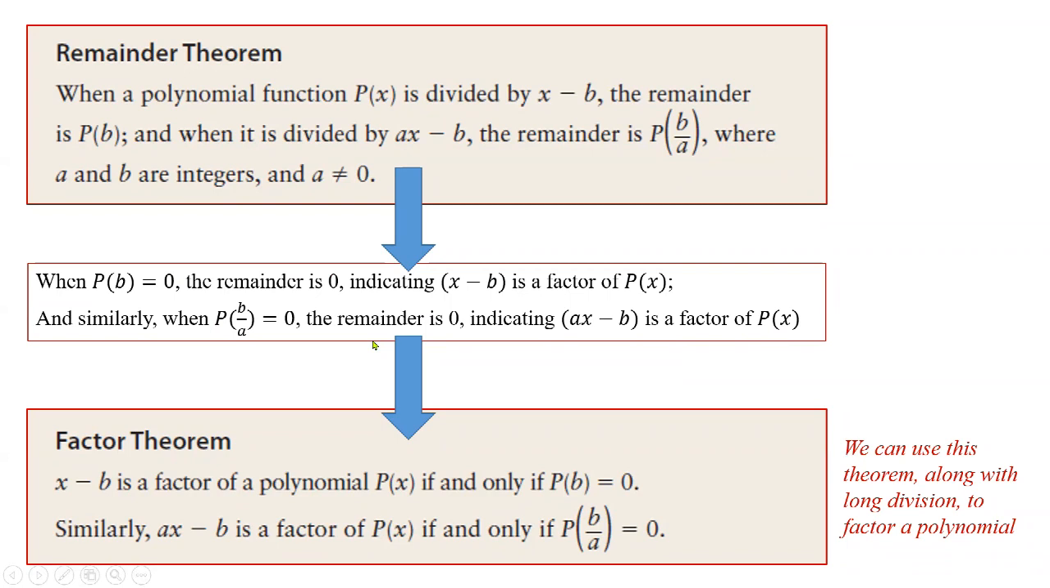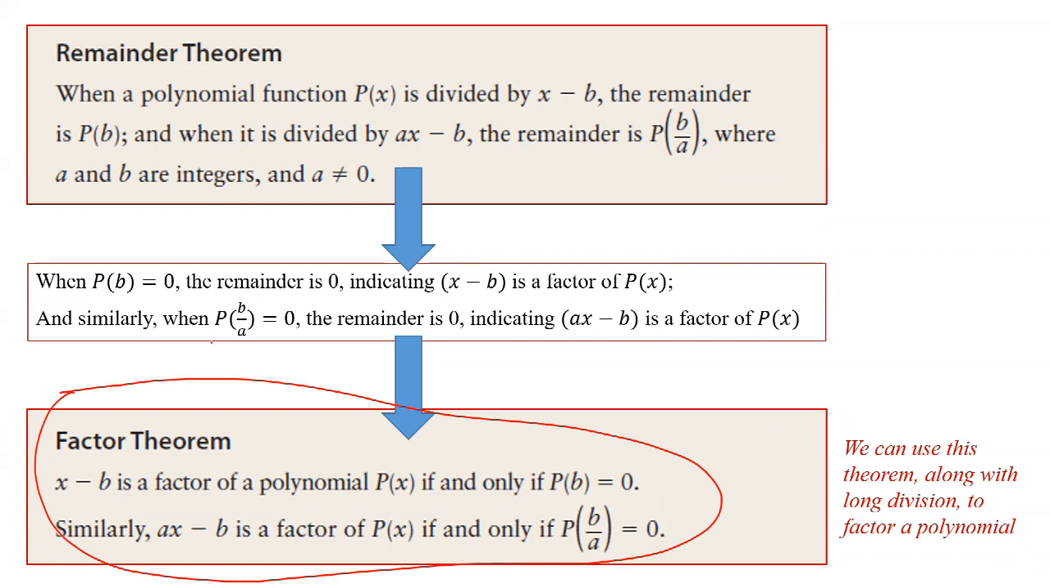Okay, so basically this means x minus b is a factor of polynomial p(x) if and only if p(b) is 0, right? And ax minus b is a factor of p(x) if and only if p(b/a) is 0, right? Okay, please also write the factor theorem down onto your notebook. We are gonna use it to solve some questions.